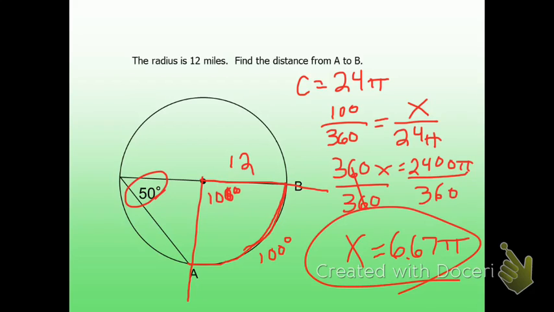Now a better way to do this, honestly, would be to simplify this fraction that I kind of put parentheses around in yellow, and then write that in terms of pi. So your answer would come out to like 20 pi over 3. So it's another acceptable answer.